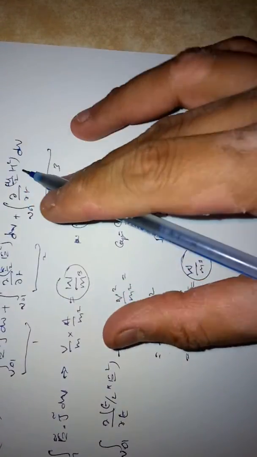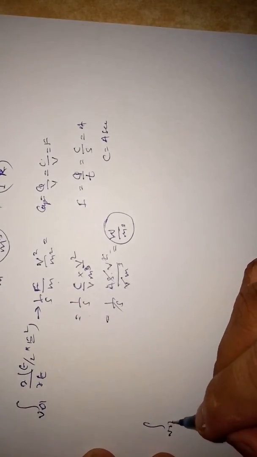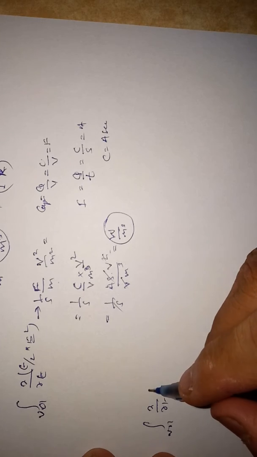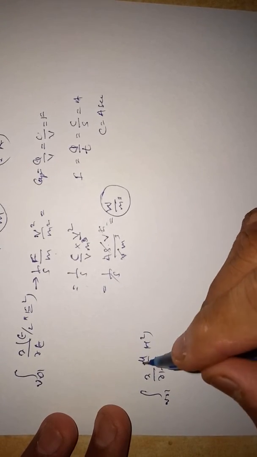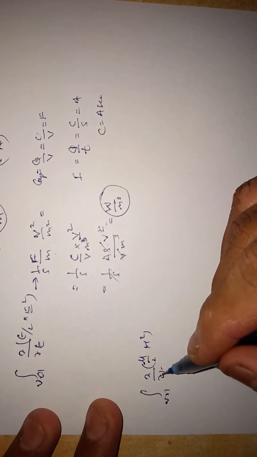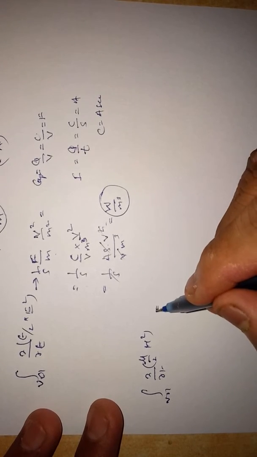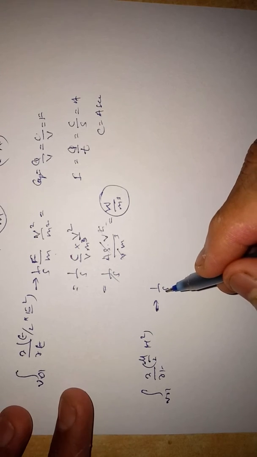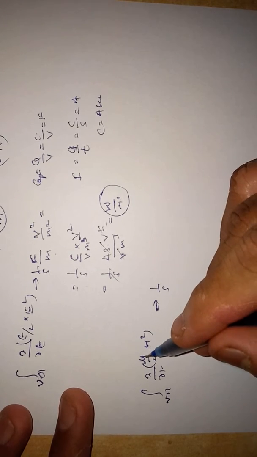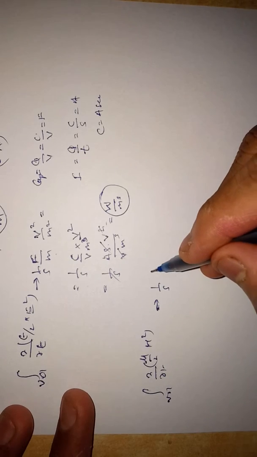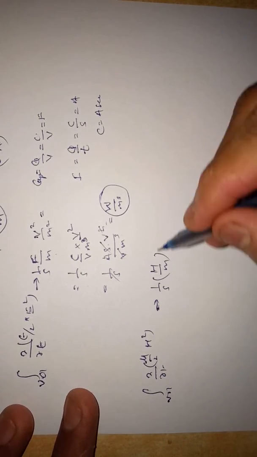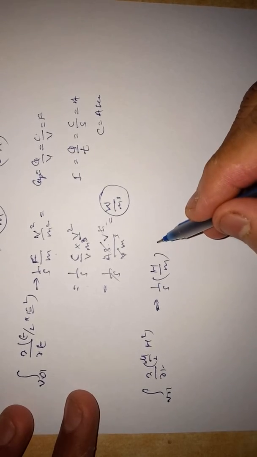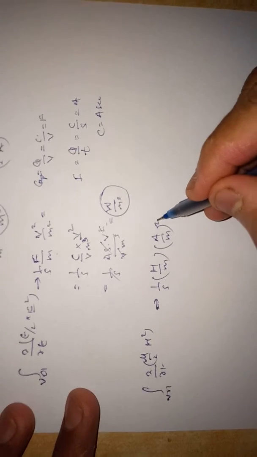Similarly, we can concentrate on this third term. This third term is the volume integration of del by del t of mu by 2 H square, and the unit of del by del t is 1 upon second, the unit of mu is Henry per meter, and the unit of H is ampere per meter, but it is squared, so it will be ampere per meter square.